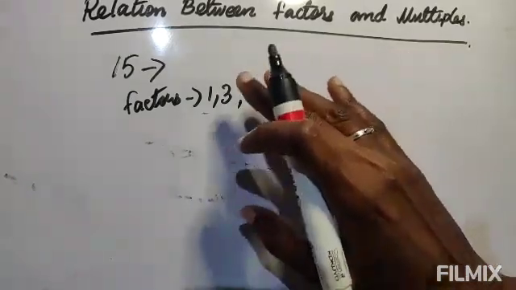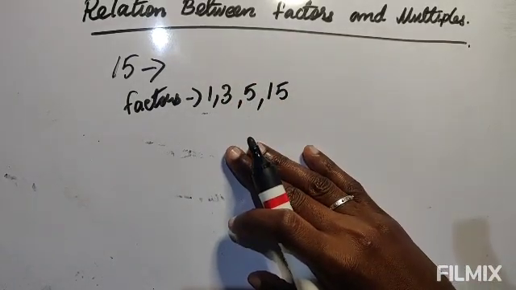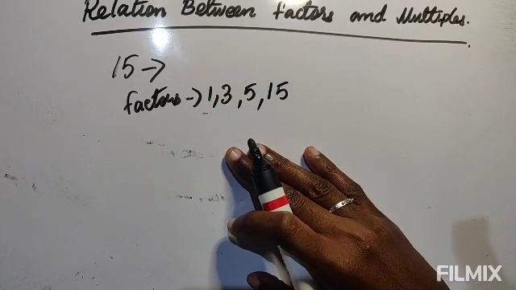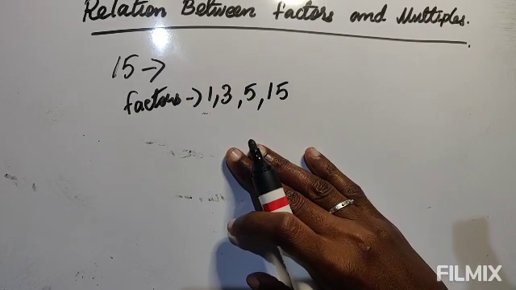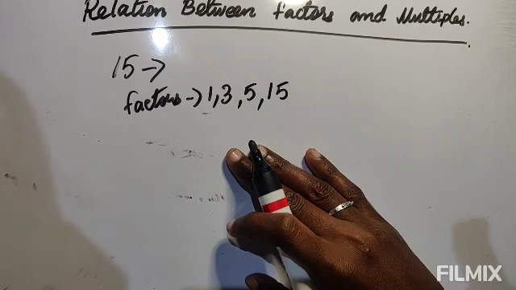So there will be only limited factors. At least all the numbers will have 2 factors, otherwise more than 2 factors. Only 1 will have only 1 factor, that is 1. Other than 1, every number will have at least 2 factors, 2 or more than 2 factors.